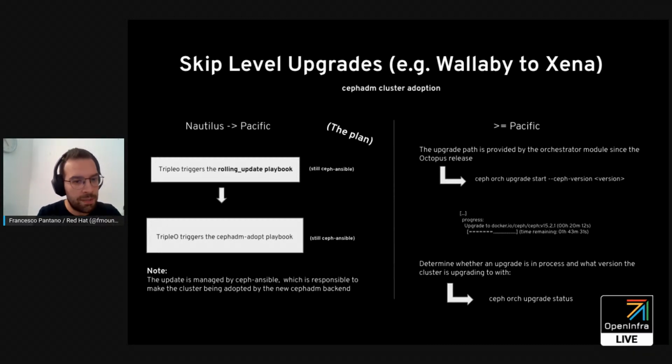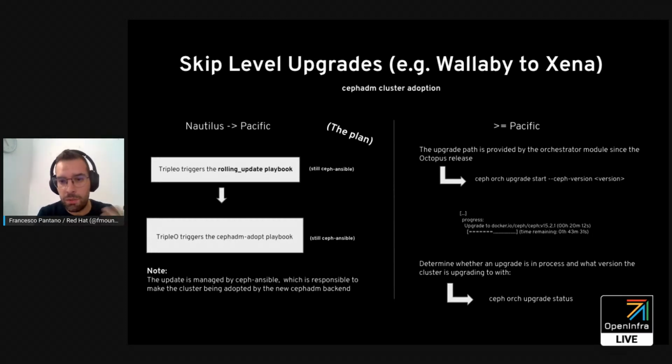From Nautilus to Pacific, which is the target here, we still have the same rolling update playbook executed by Ceph Ansible, and then we need to make the cluster be adopted by the new backend, the Ceph ADM daemon, which means that at the end of this process, all the variables that were defined, the status of the cluster that was maintained in TripleO, is now maintained in Ceph ADM, which is a really big change.